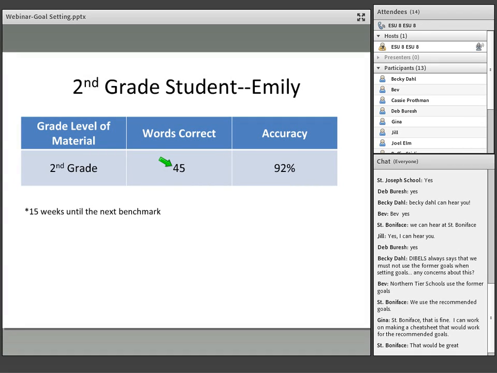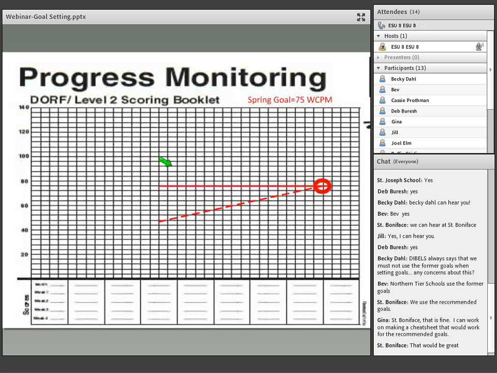So we take 45 plus 30 to get our goal. And our goal for Emily is going to be 75. So 45 plus 30 is 75, and that would be our goal for Emily. So the spring goal is going to be 75 words correct per minute. So here we mark that with a bullseye. We drew our goal line here, our horizontal goal line, and we have our aim line right here, starting at 45 and finishing over here at 75.